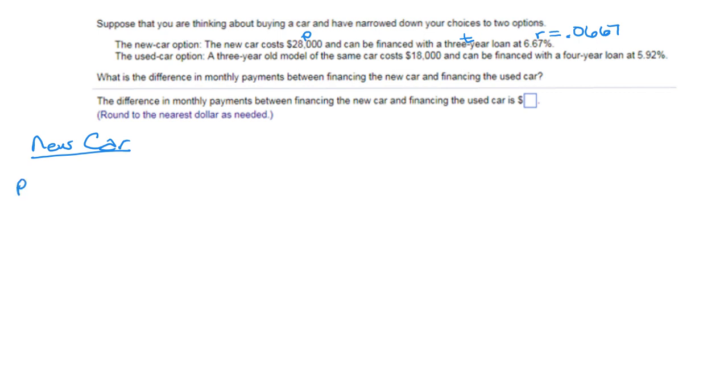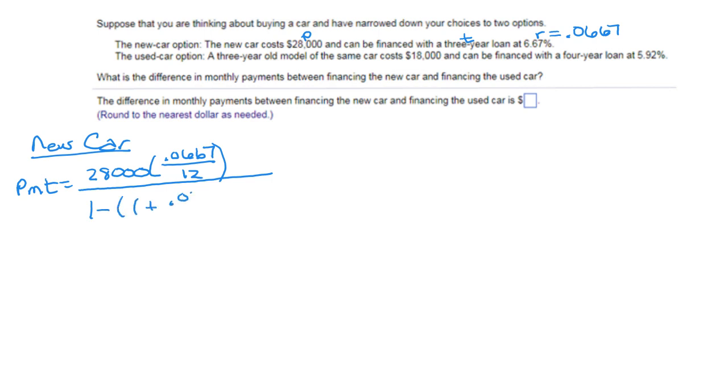It's the same formula that we saw earlier. This is the same thing as your monthly payment amount. So this is principal, $28,000, times your interest rate and divide by 12. Remember, it's always going to be 12 at this time because we're making 12 monthly payments a year. Divided by 1 minus 1 plus, same fraction, raised to the negative nt, so negative 12 times years, which is 3.